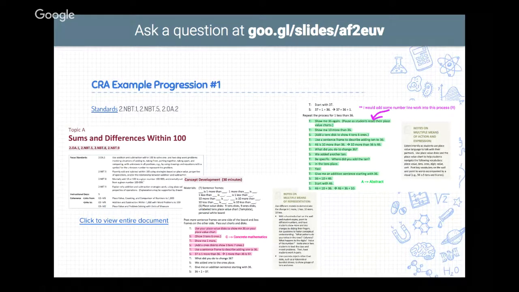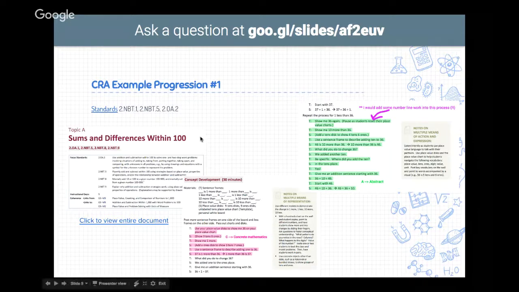Okay, so I just want to show you a couple of examples of designing lessons around this idea of the CRA progression. And I wanted to start with resources we already have. You don't have to recreate the wheel. We do already have lessons that we can work with and start with.